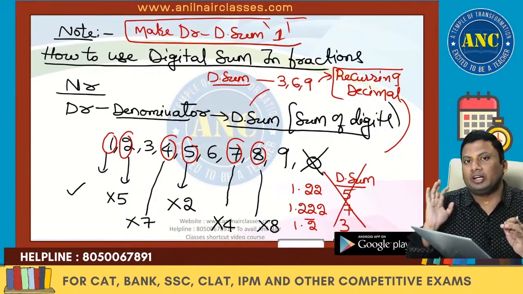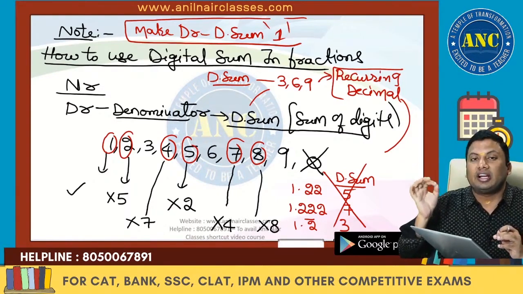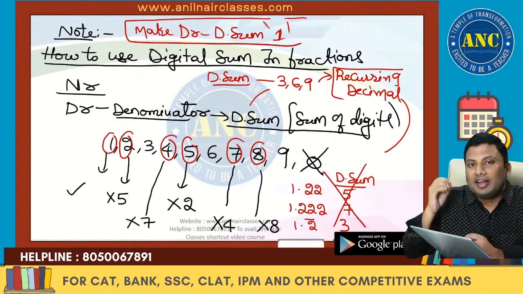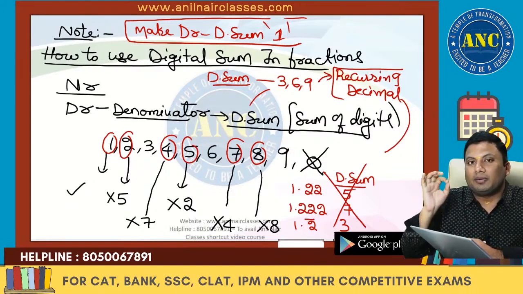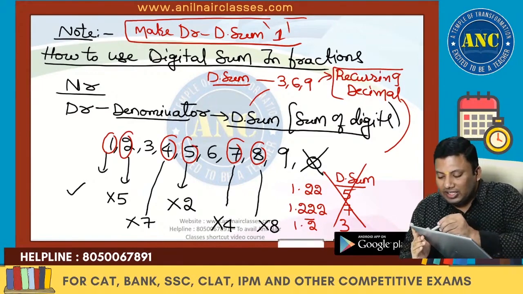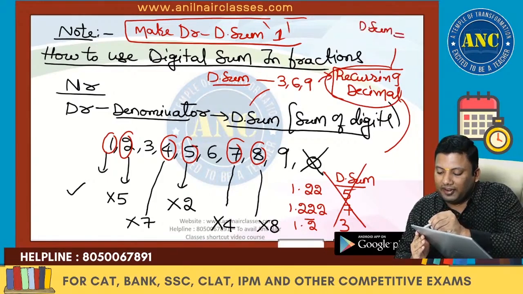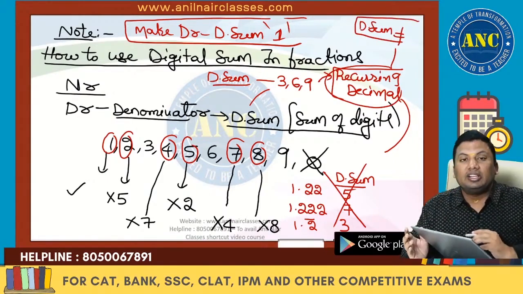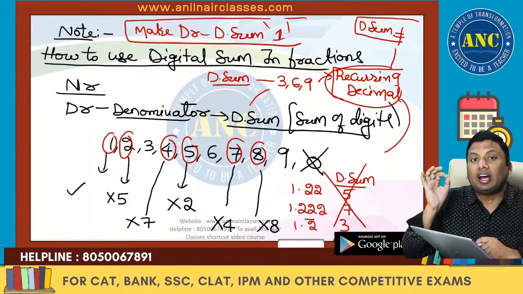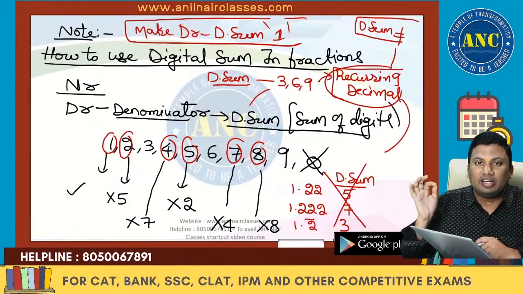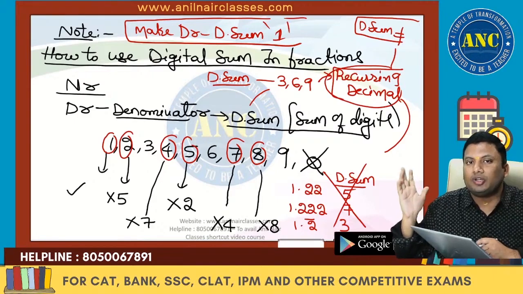Very, very important point. Digital sum will not work when the denominator digital sum is 3, 6 or 9 for fractions. If the denominator digital sum is 3, 6 or 9, it will result in a recurring decimal. Recurring decimal digital sum is ineffective. Digital sum works for terminating decimals. Please make a note in your notebook.